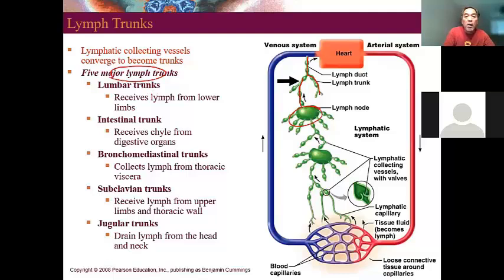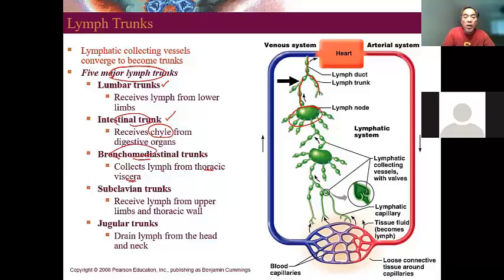And the 5 major trunks are called the lumbar, which receives lymph from the lower limbs. We have the intestinal trunk. That's the one that receives chyle, okay? The fats that are being digested and absorbed through the intestinal tract, that's where they go. And then we have the mediastinal trunk, okay? They're the ones that collect the lymph from the thoracic viscera.